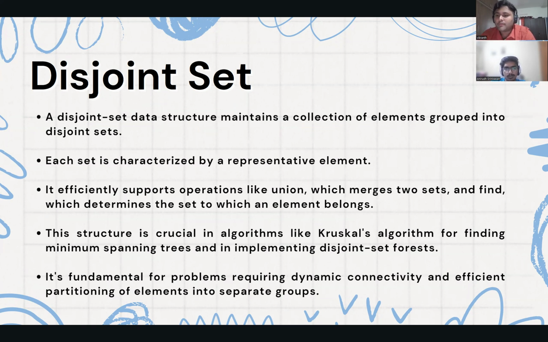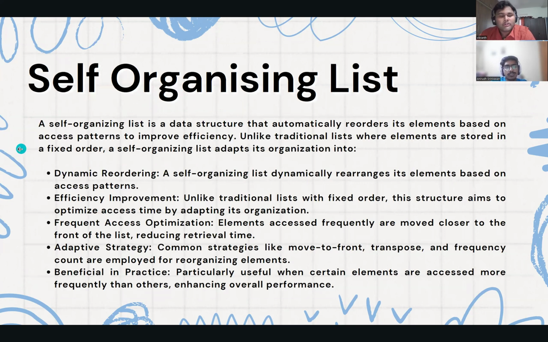Over to Anirudh for self-organizing list. A self-organizing list is basically similar to a regular list, but it contains something called dynamic reordering, which means the list organizes or sorts itself based on access patterns. It organizes itself based on which element was most frequently accessed and which element was most recently accessed. This highly improves efficiency. In certain programs, we might need to access an element repeatedly, so decreasing the access time of those elements will greatly improve our efficiency. It uses techniques known as move to front, transpose, or frequency count, and it's beneficial in practice.